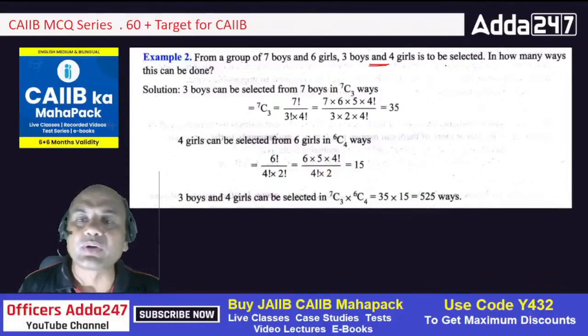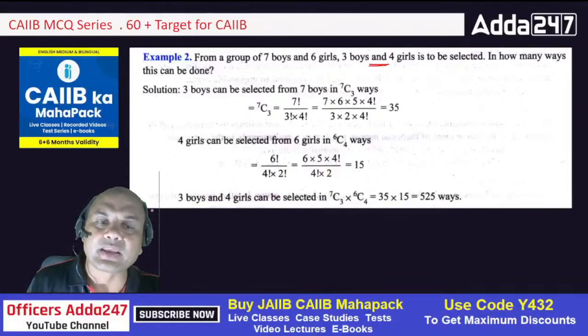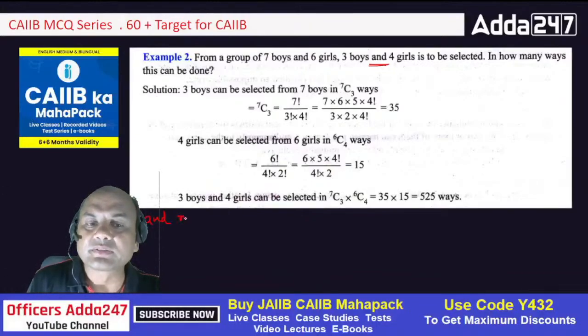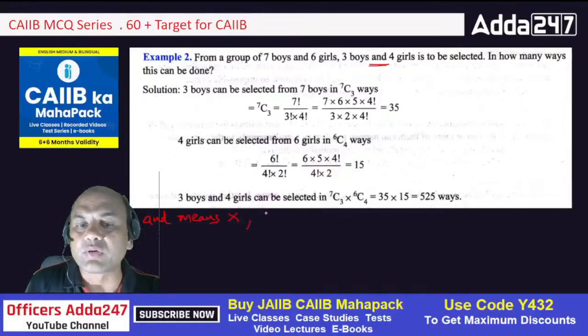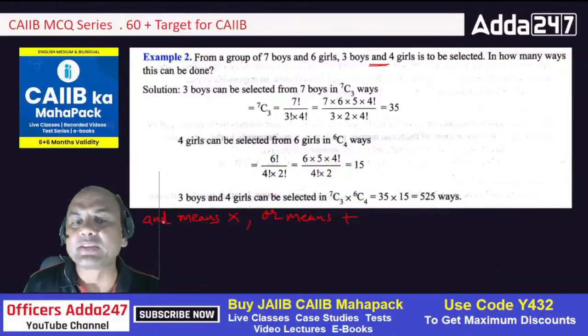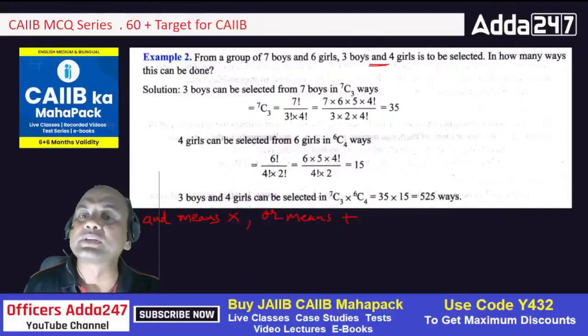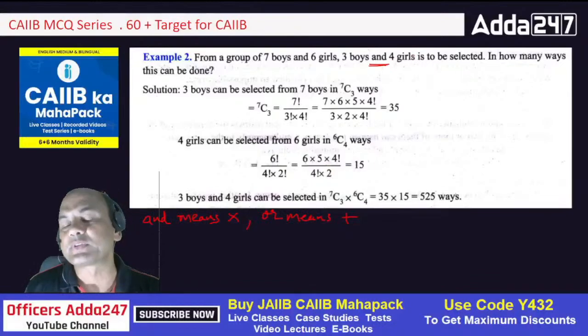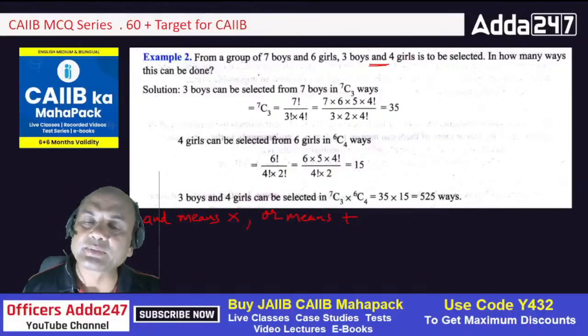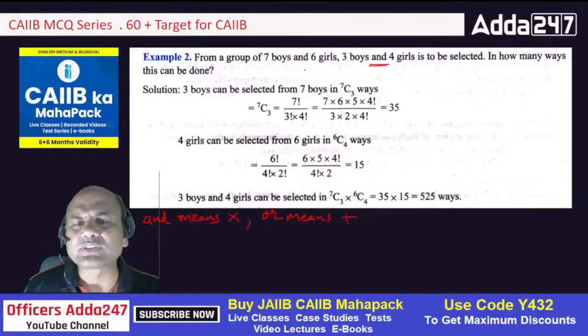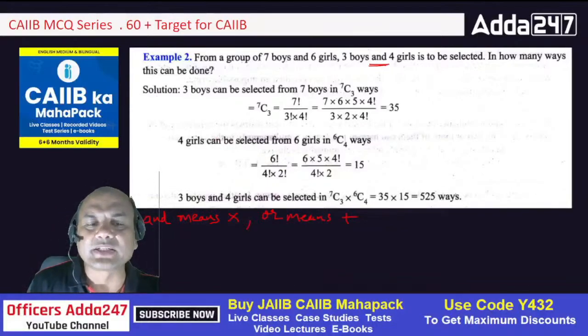Here always remember in probability, 'and' means multiply. And if it is 'or', it means plus. Okay. So 'and' means multiply, 'or' means plus. So I have to do 'and' over here. 3 boys I have to select and 4 girls I have to select. In how many ways can this be done? Okay. Let's solve them separately. Let's keep boys and girls separate.